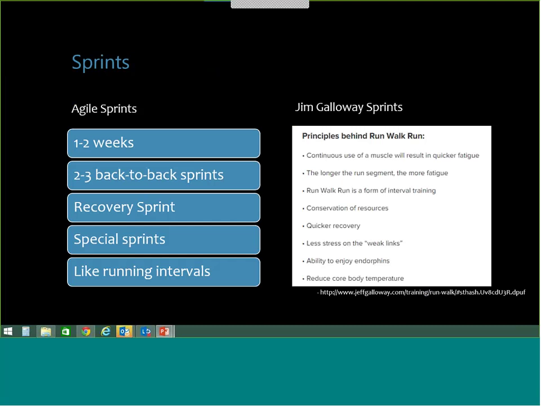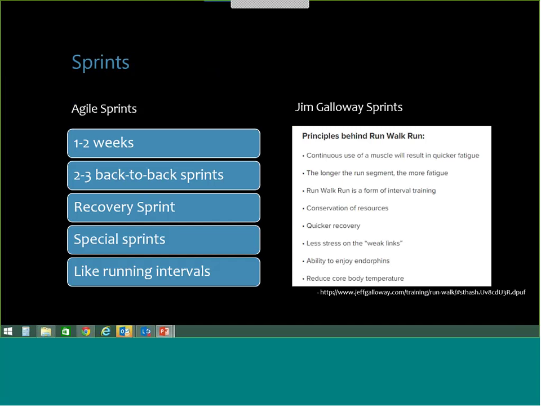So we talked about sprints. Talked about the timing of sprints. Talked about recovery sprints. There can be special sprints declared to go in and clean up a lot of defects. Again, contentious issues about that. And in my mind, because it's a sprint, it's like running intervals. One of my running gurus is Jeff Galloway, who started the whole run, walk, run method that I use to run very long distances.